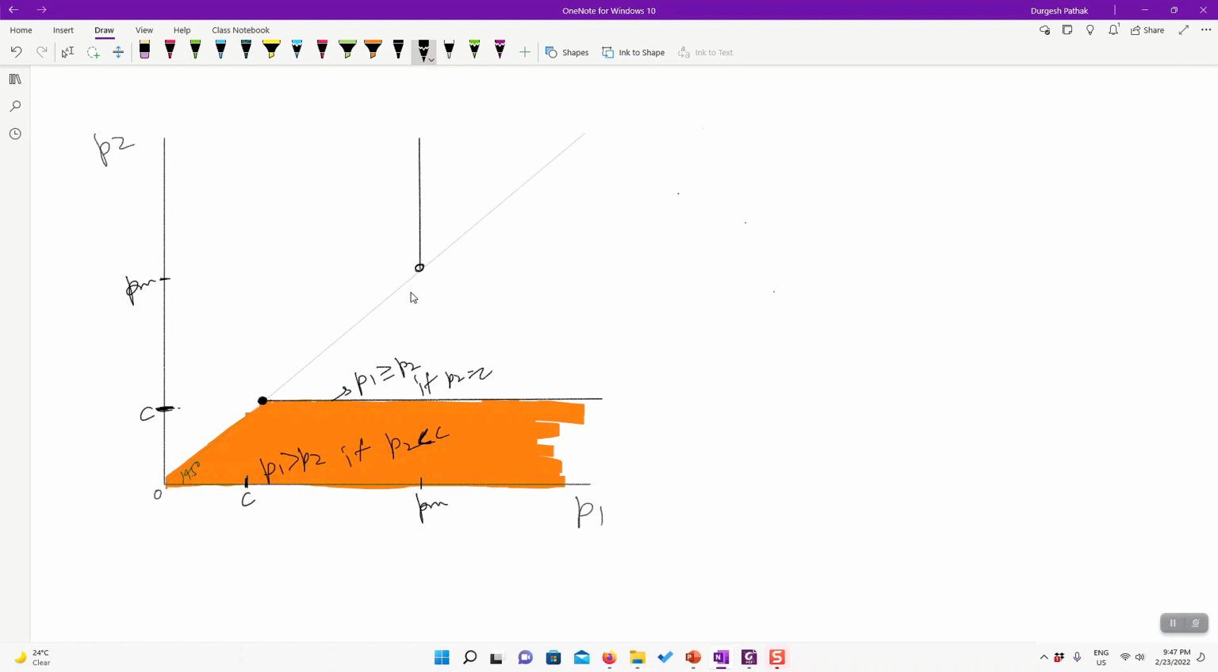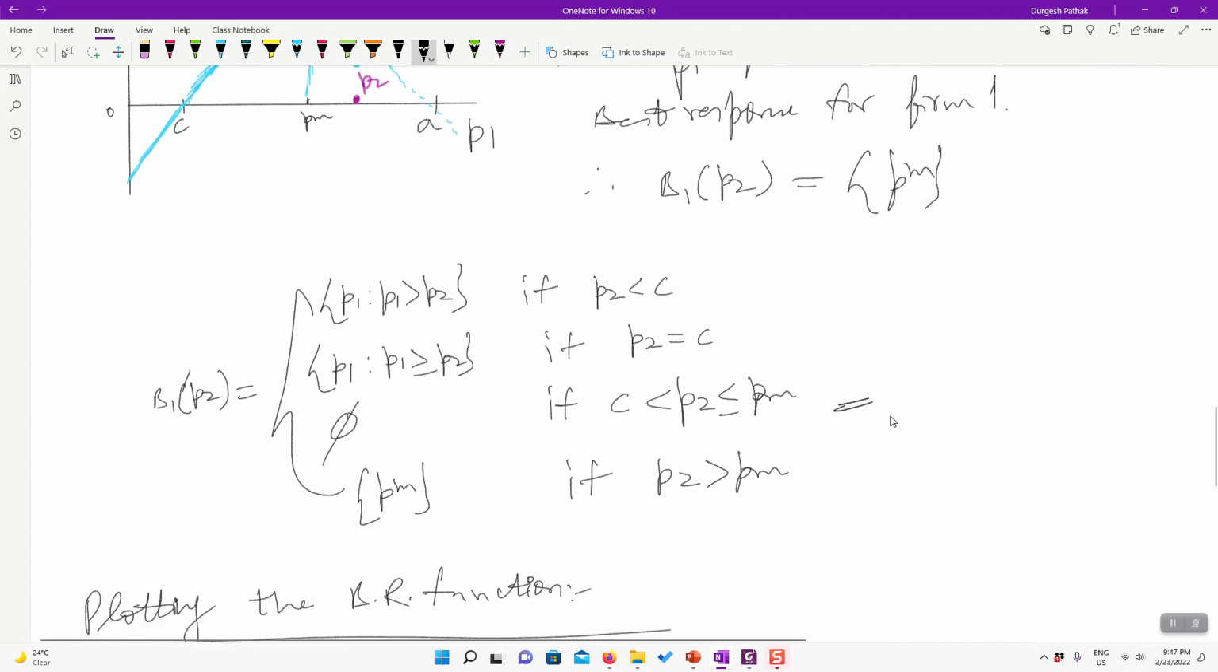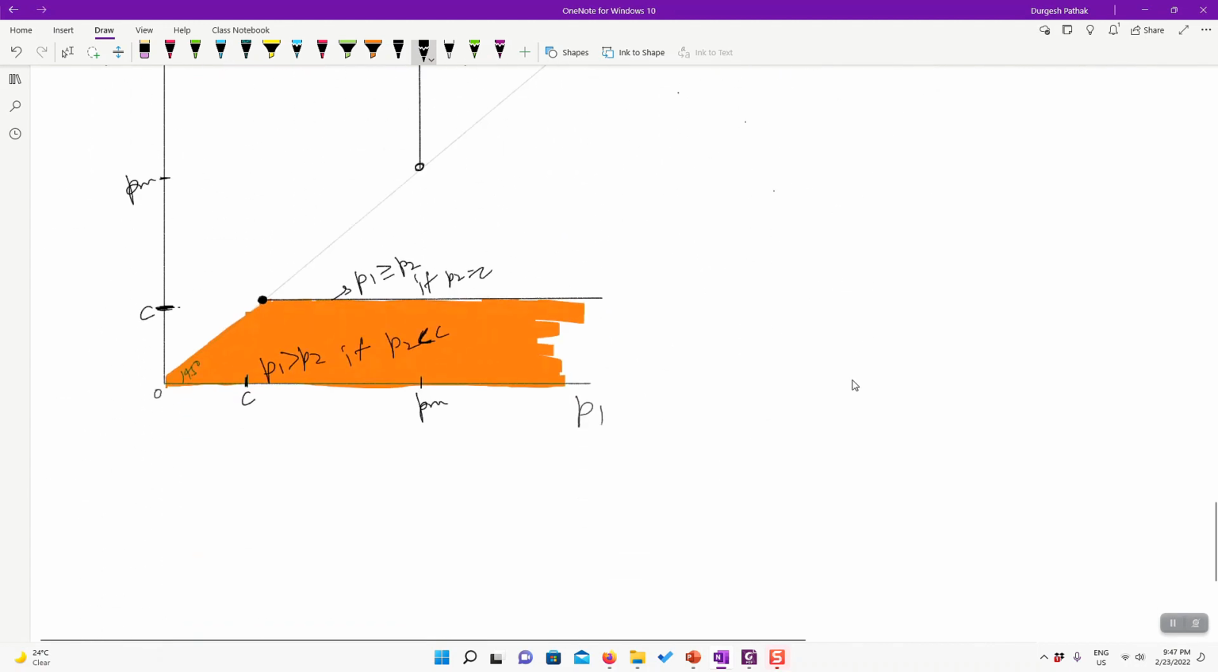Okay, so we successfully plotted all the points. This is P1 equal to PM if P2 is greater than PM. So we have shown all the conditions, not all four, one we cannot actually plot, so that is not shown. Otherwise everything else is shown here.